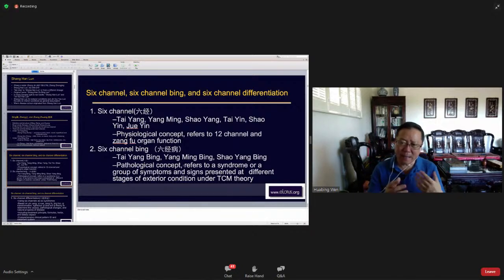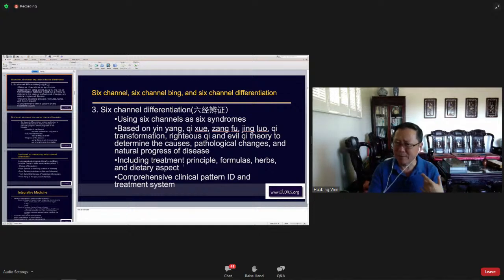Also, there's another misunderstanding: people put the six channels in Shang Han Lun and think it's the same as acupuncture theory. We need to clarify that. The six channels we use in Shang Han Lun are similar, but not exactly the same as acupuncture theory. There are about six or seven different types of interpretation of what the six channels should be, and I won't get really into it. But the six channel differentiation, Liu Jing Bian Zheng, is the one that we need to be familiar with.